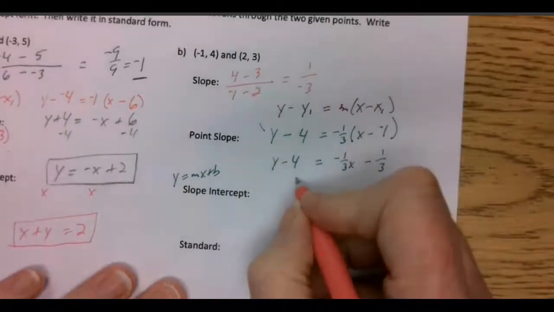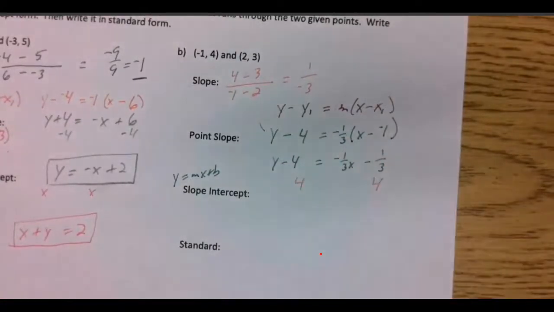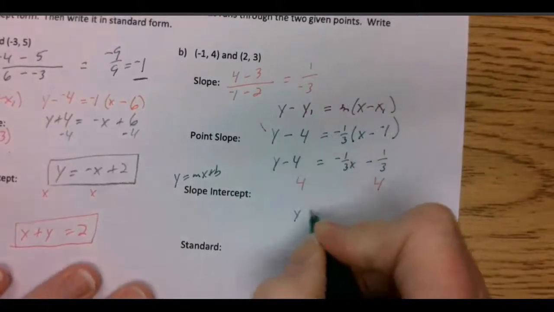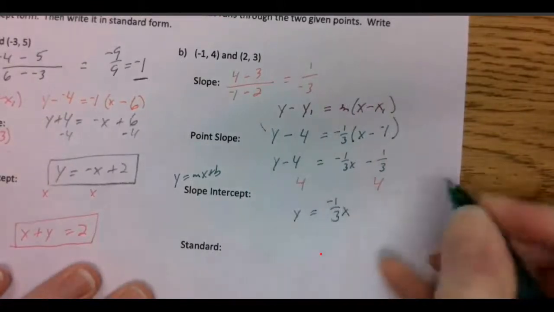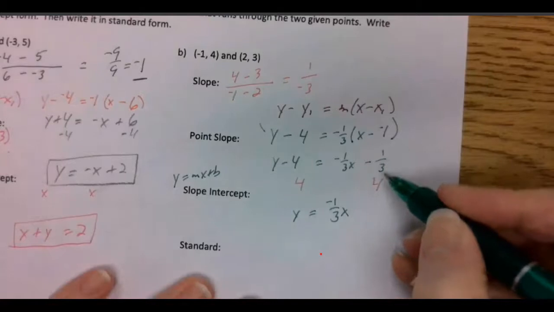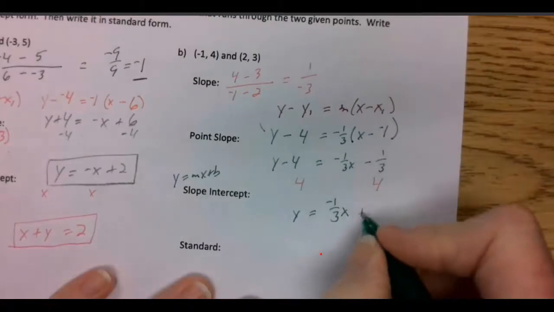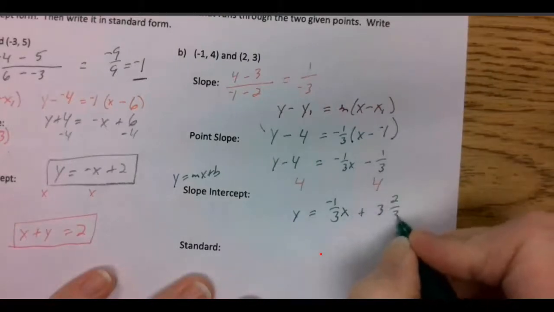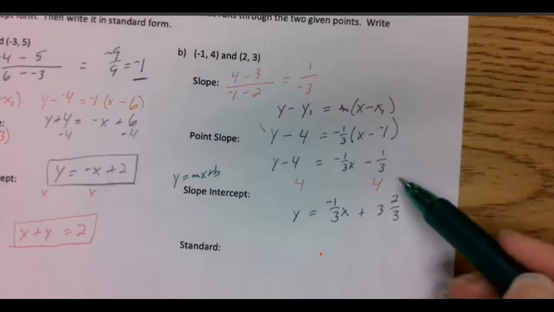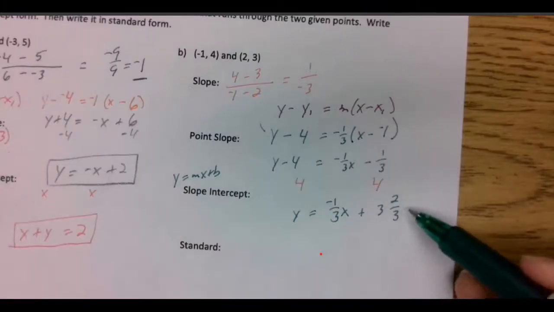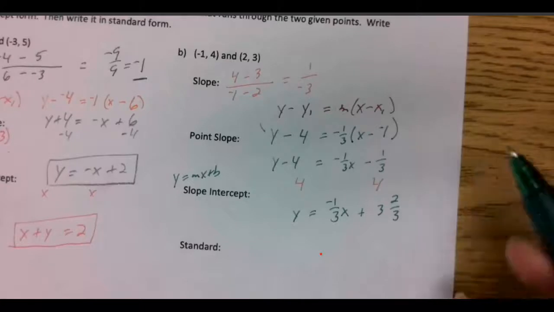Okay, so we're going to add 4 to both sides. y is equal to negative 1/3 x. If I take 1/3 away from 4, I get 3 2/3. Are you good with that? Think about that for just a second.